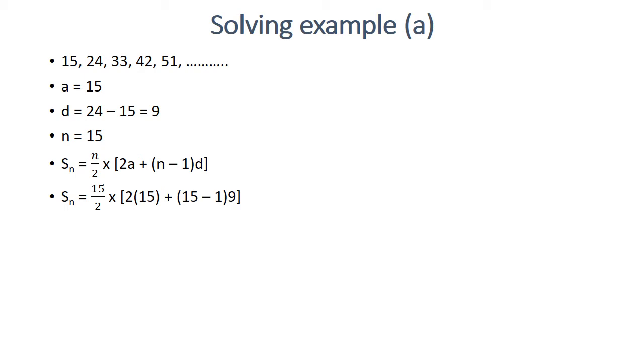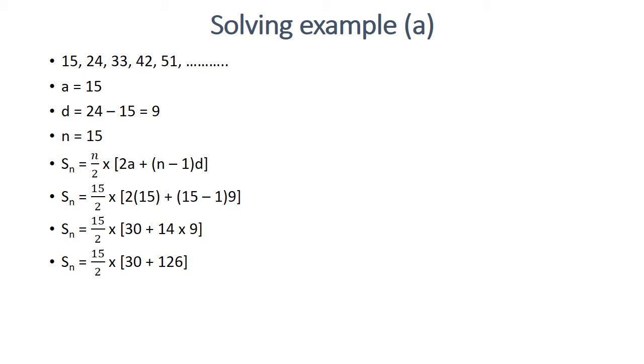2 into 15 is 30. 15 minus 1 is 14. Next, 14 nines are, first of all multiplication, 126. Next, addition. We have to solve the bracket first. Outside the bracket, 15 by 2. If 15 was an even number, we could have cancelled it and written the number, but because 15 is an odd number, we don't want to cancel it until the last step.